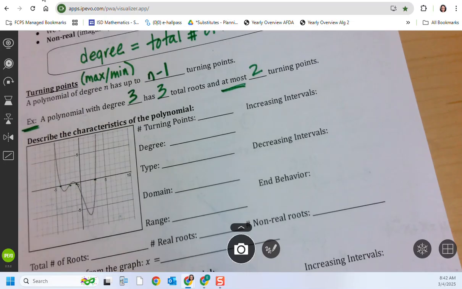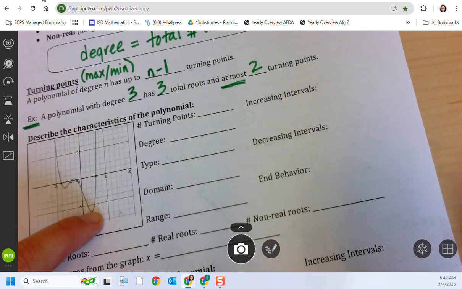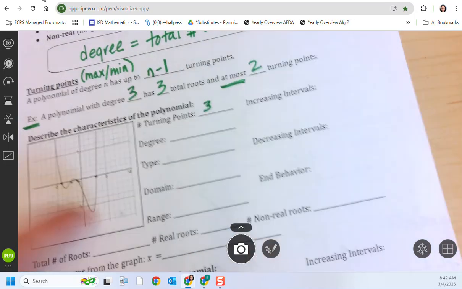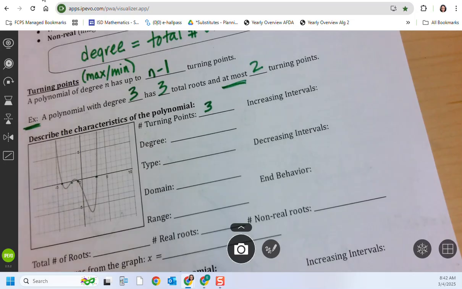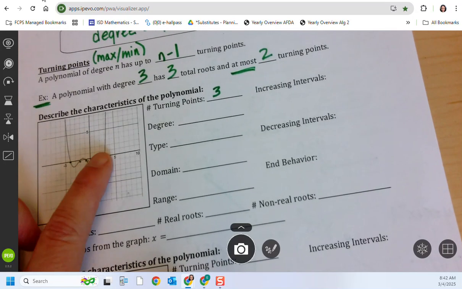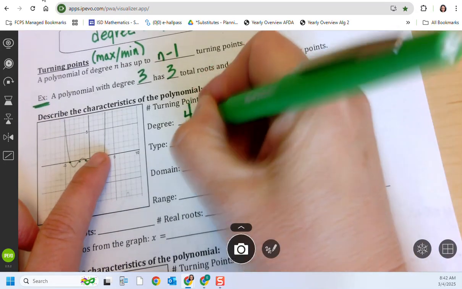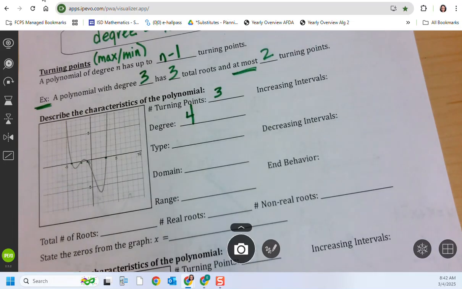All right, we're going to do one of these together, and then you guys are going to do one on your own. So make sure that you're understanding. Okay, we just counted the turning points here. We counted 1, 2, 3, right? And we counted 4 roots, so we're going to say that the degree is 4, which makes it what? Linear? What is it? Quartic, good.